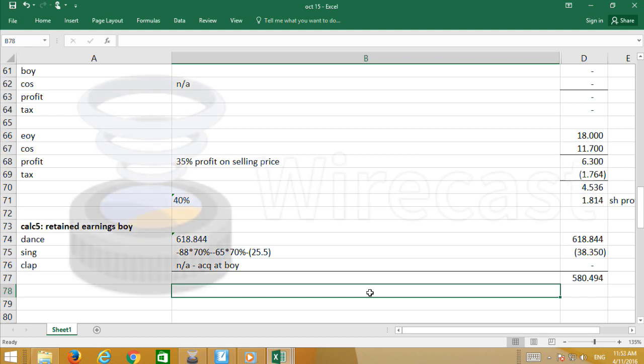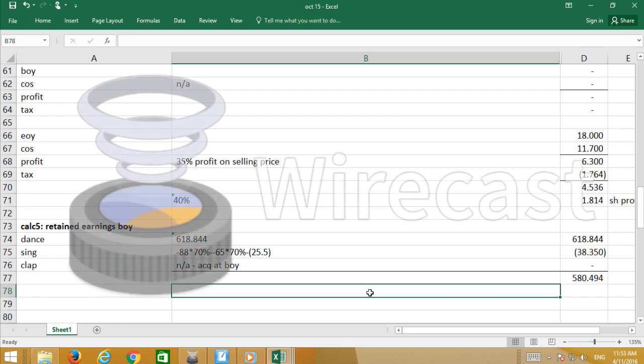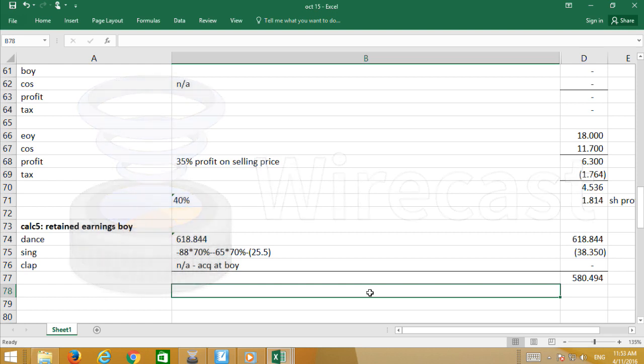Then for Singh, we had a loss at end of year of 88. At beginning we had 65, so it's the movement, that's the loss for the current year. It's only my share, because the NCI will get their share of the loss.